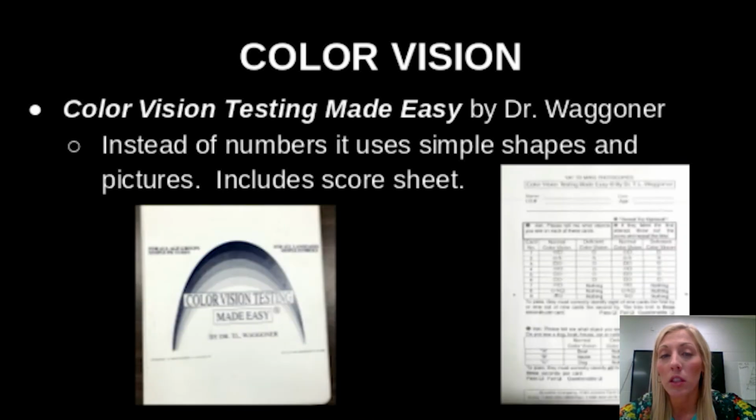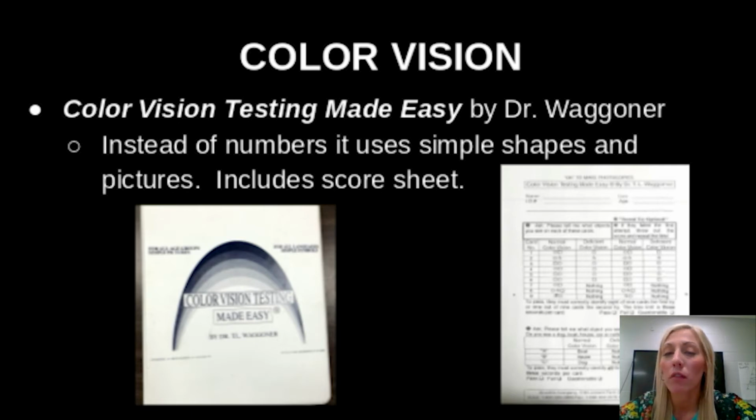Another one that we use is the Color Vision Testing Made Easy by Dr. Wagner. Instead of numbers, it uses simple shapes and pictures. So again, you have to know the student and what they know. And this does include a score sheet. Very simple. Did they see the square and the star, the circle, the square? Yes or no, and then it tells you if they passed or failed.